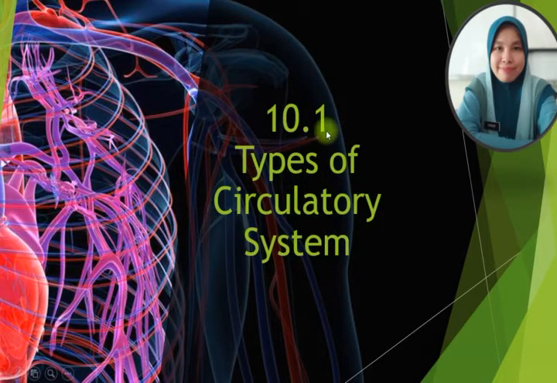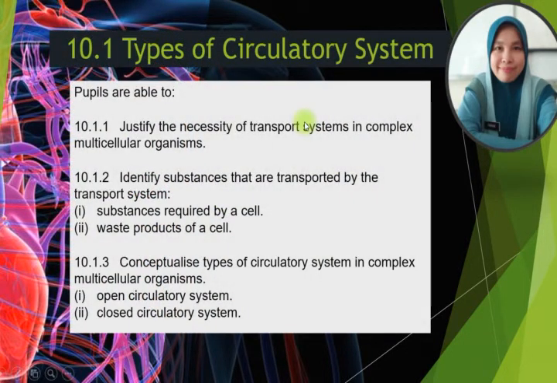Right, okay. So today we are going to cover 10.1 types of circulatory systems. So let's go to the learning standard that you have to cover for today. Okay, so first, justify the necessity of transport systems in complex multicellular organisms.